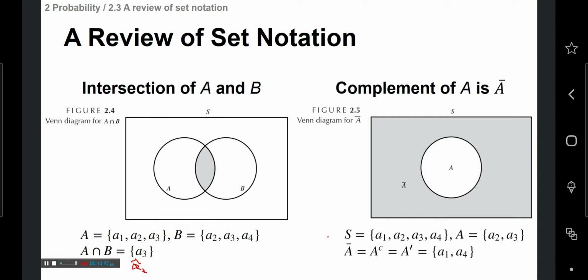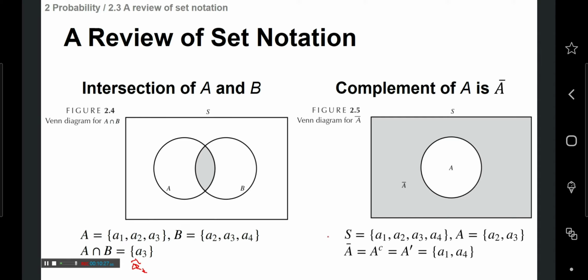Okay, and the complement of A, we write it as A bar. In the Venn diagram, the complement set of A is the outside of A. It looks like this. A is here, and A complement is here. This is just like S minus A. We didn't learn about S minus A in the set notation, but it's like that.